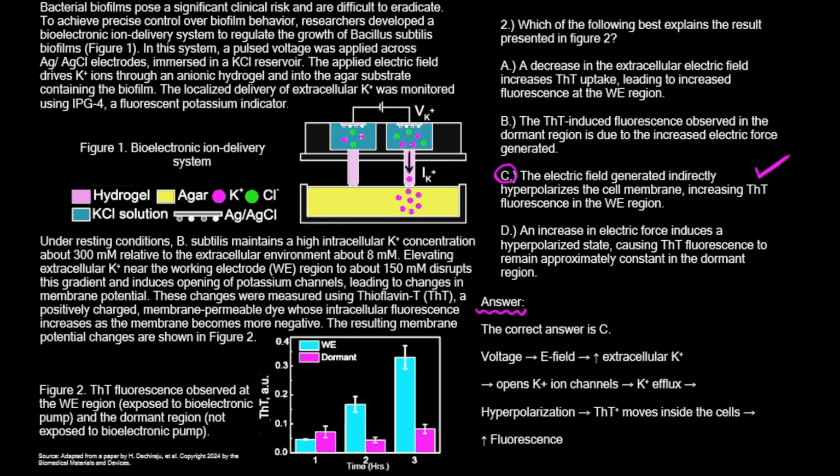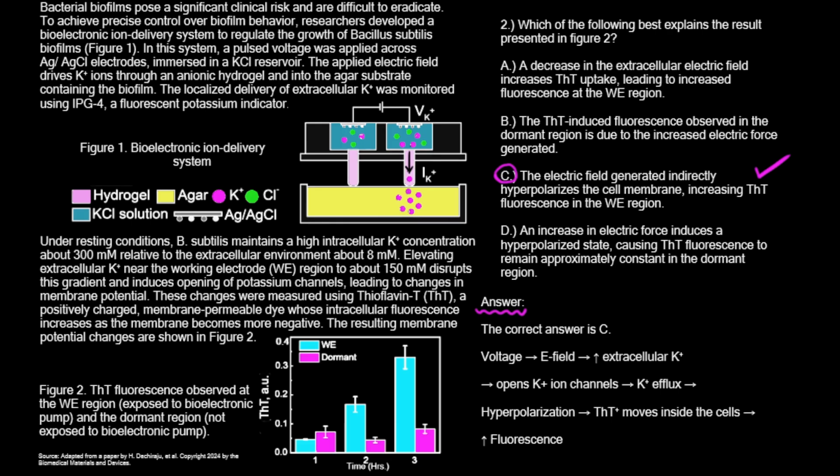To understand the reason behind the result, we must refer back to the passage or our passage map. This is why having a strong passage map is very valuable. As we noted earlier, the bioelectronic ion delivery system functions like an electrolytic cell. The pulse voltage allows for the controlled release of K plus ions at the WE region. The increased extracellular concentration of K plus ions influences potassium channel activity and promotes K plus efflux, or the exit of potassium ions from the bacterial cells.